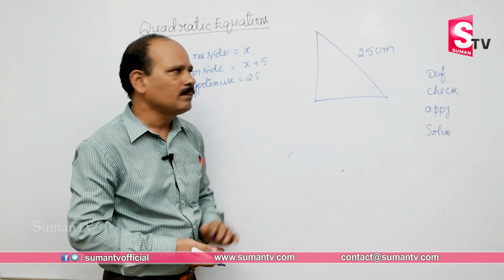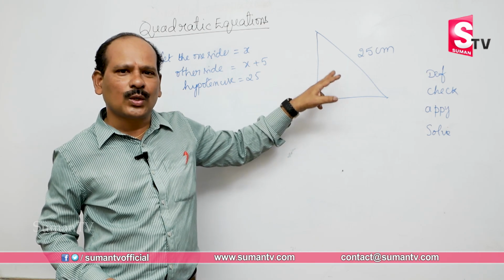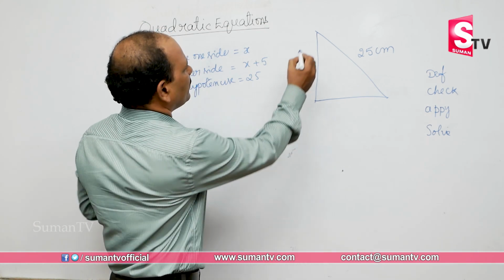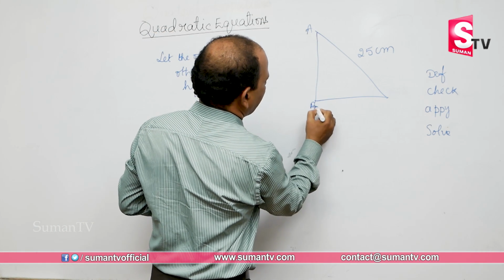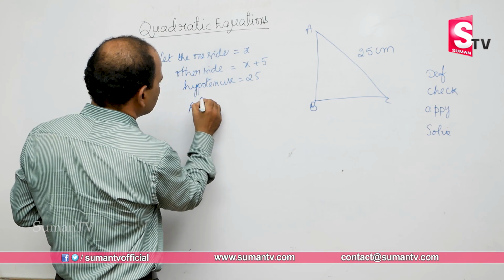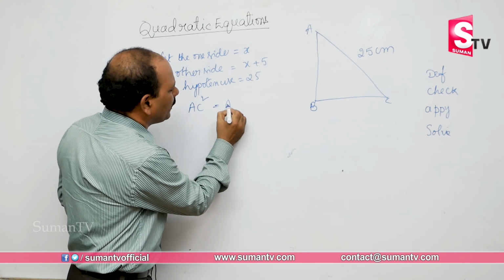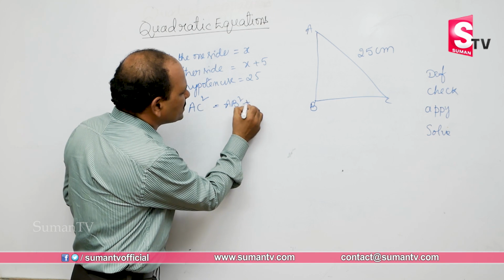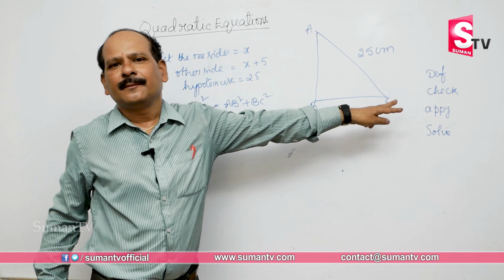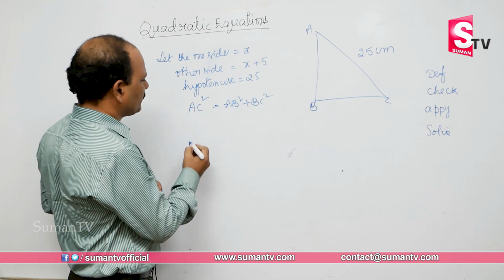Once again I will explain. The square of the hypotenuse is always equal to the sum of the squares of the other two sides. I will give the names of the sides A, B, C. Then the square of the hypotenuse, that is AC square, is equal to the sum of the squares of the other two sides, that means AB square plus BC square. Now the hypotenuse length is given, 25.